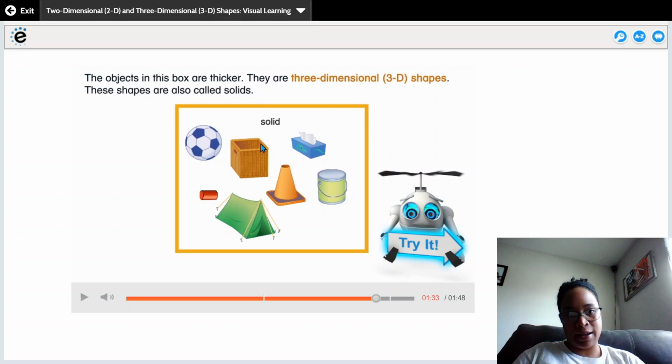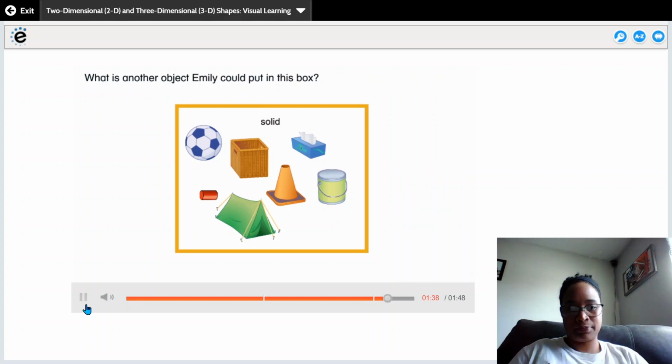What is another object Emily could put in this box? She could put an orange in this box. An orange has thickness. It is a solid shape. So Emily wants to put an orange in that box. What 3D shape do you remember an orange would be? Would it be a cone shape? Is an orange a cone shape?